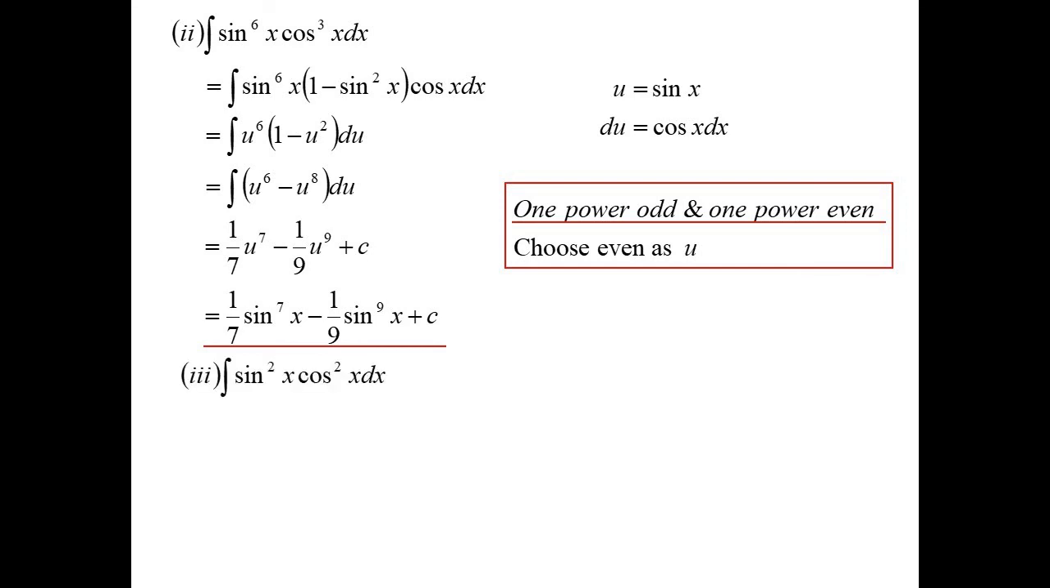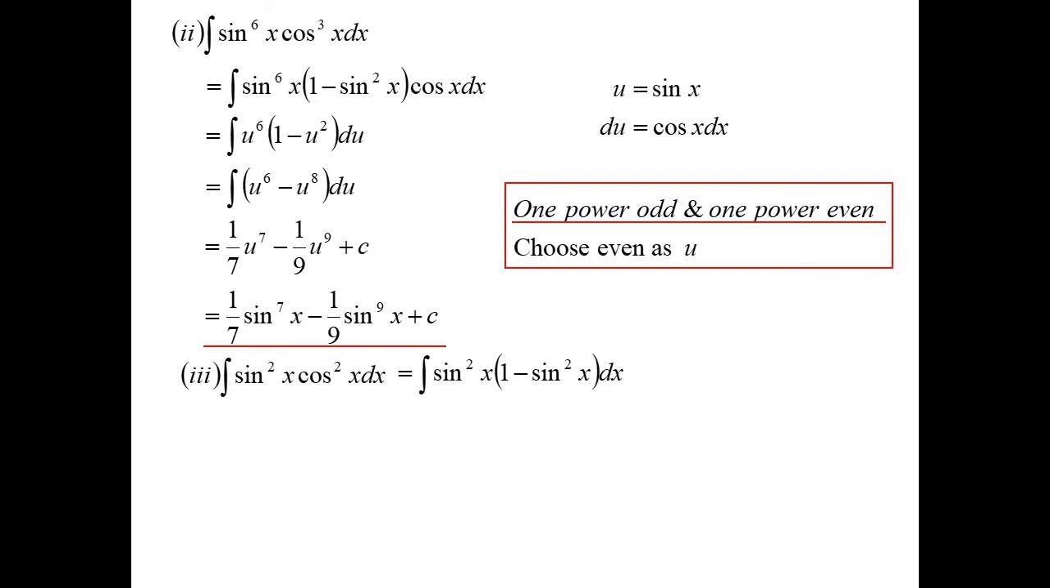That leaves us with both even. I can't pull out the cos x or the sine x now, but I can do that. Because they're even, I can always write one of them as the other one, 1 minus it squared, to the power of something. So that's what I've done here.